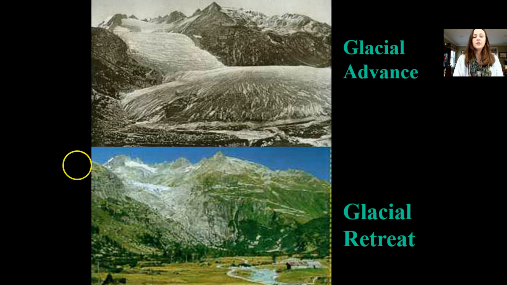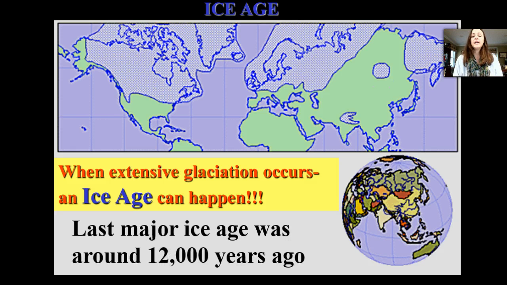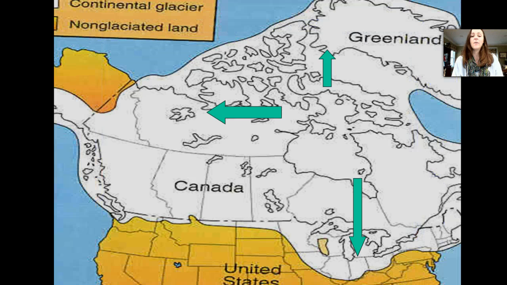Here's a picture of a glacier that's advancing at the top, and you can see that as it accumulates, it spreads out along this whole valley. But then when it retreats, you notice that it's gone back up into the mountain area. Now, we had an ice age many years ago, and when extensive glaciation occurs, an ice age can happen. The last one was around 12,000 years ago. And here we have Greenland's ice, continental ice, and it just expanded and advanced down into the United States.